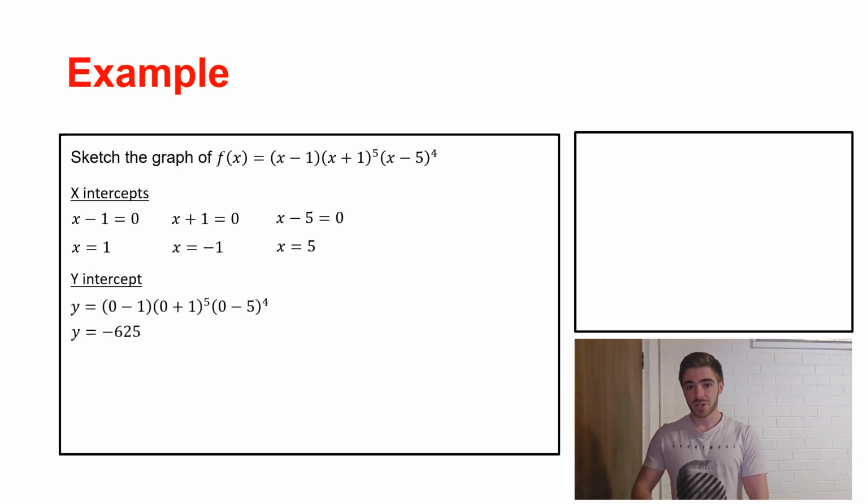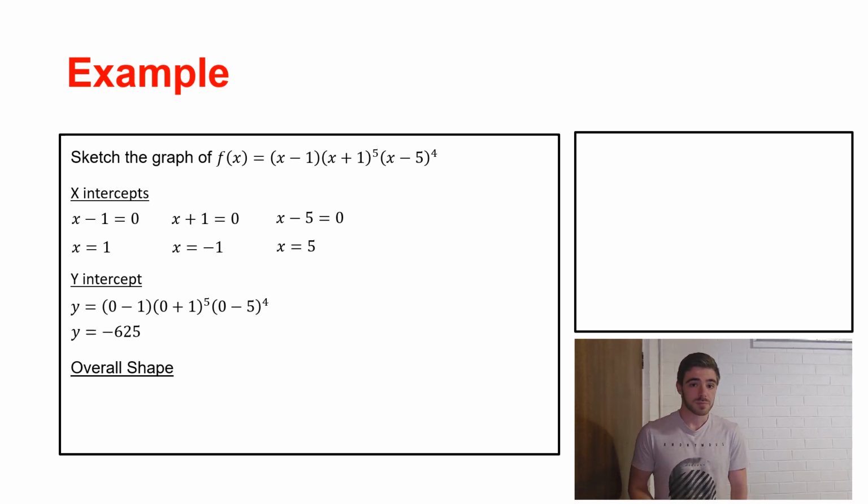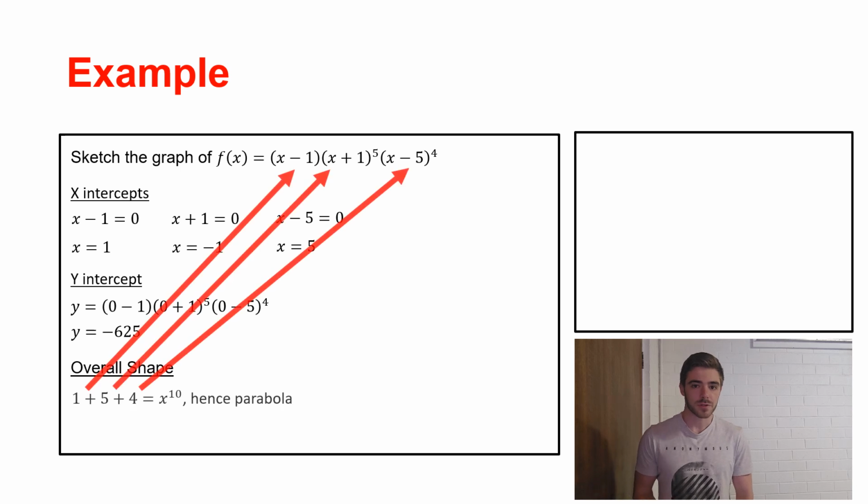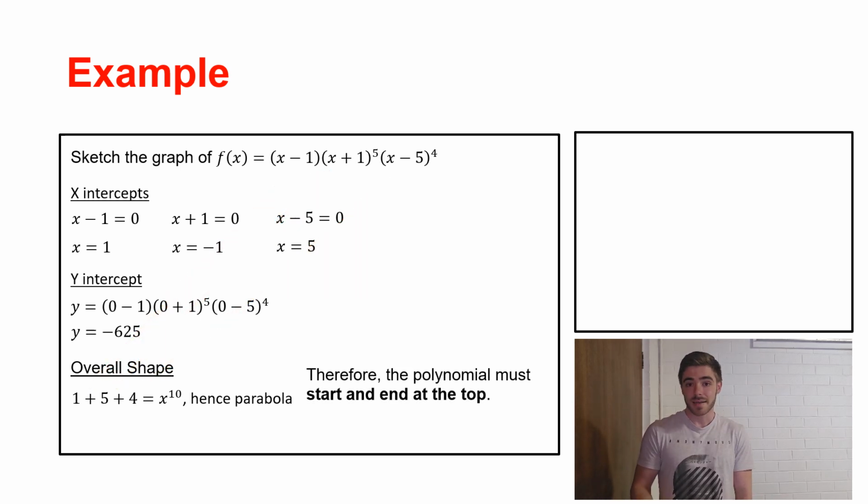Now, when it comes to finding overall shape, we need to figure out what the highest power in the function is. That'll tell us if we have a cubic shape or a parabola shape. We do this by counting the number of x terms. The first term has 1x, the second term has 5x's, and the last term has 4x's. That's 10x's total, which is an even number. Hence we have a parabola shape. Furthermore, it's a positive parabola shape, hence it's going to start and end at the top.